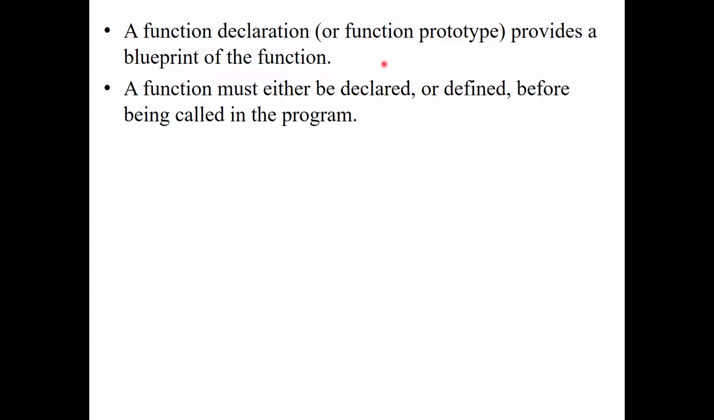Suppose you have already defined the function, then you do not have to declare it separately, because in the definition its declaration will automatically be there. But before being called in the program, it has to be either declared or defined. Sometimes the definitions of the functions are given separately in a different program. Then my program does not know the definition. In those cases, they have to be declared, that there will be a function of such and such type which will be called in your program. This is very, very important, all of you should remember.